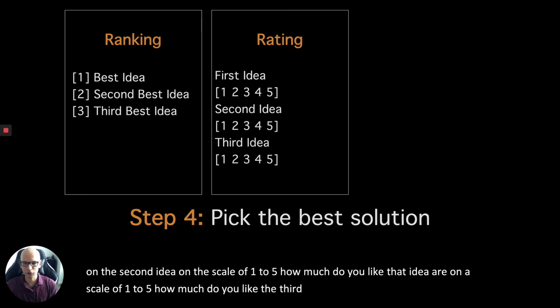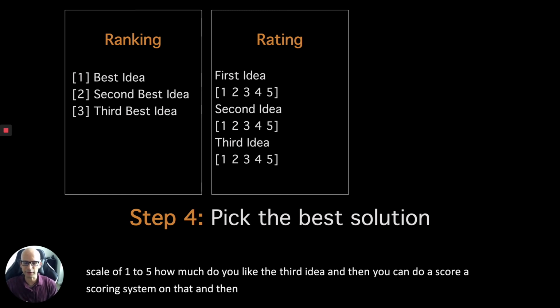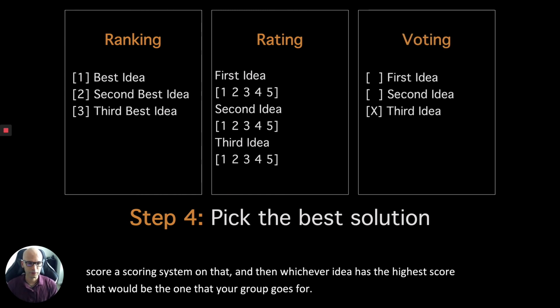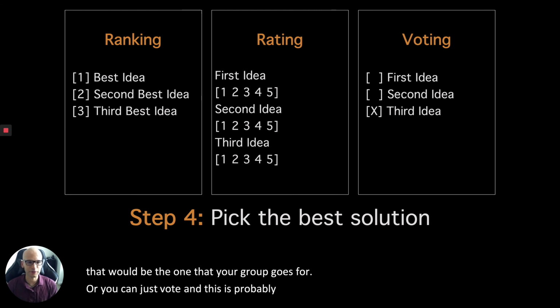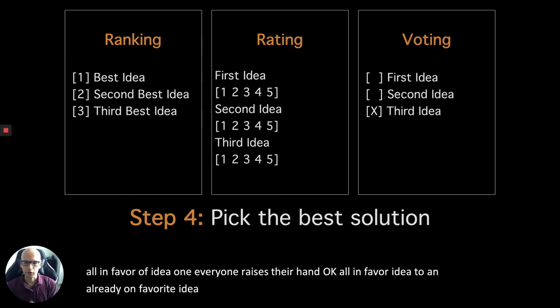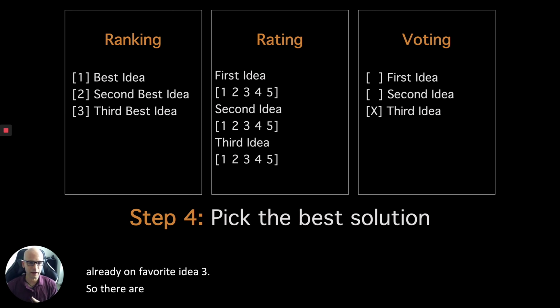And then you can do a scoring system on that, and then whichever idea has the highest score would be the one that your group goes for. Or you can just vote. And this is probably what you've seen the most often: okay, all in favor of idea 1, everyone raises their hand. Okay, all in favor of idea 2. And all in favor of idea 3. So there are advantages and disadvantages to every style of voting.